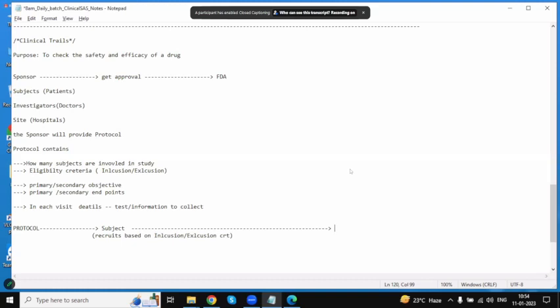Once the subjects are recruited, similarly they'll recruit the investigators. Investigators are nothing but doctors. They'll recruit doctors based on the treatment. For example, if your study is related to oncology, cancer specialists will be there, so those doctors will be recruited. Based on the treatment, we recruit the investigators. The sponsor will recruit the subjects, then the investigators, then the process will start.